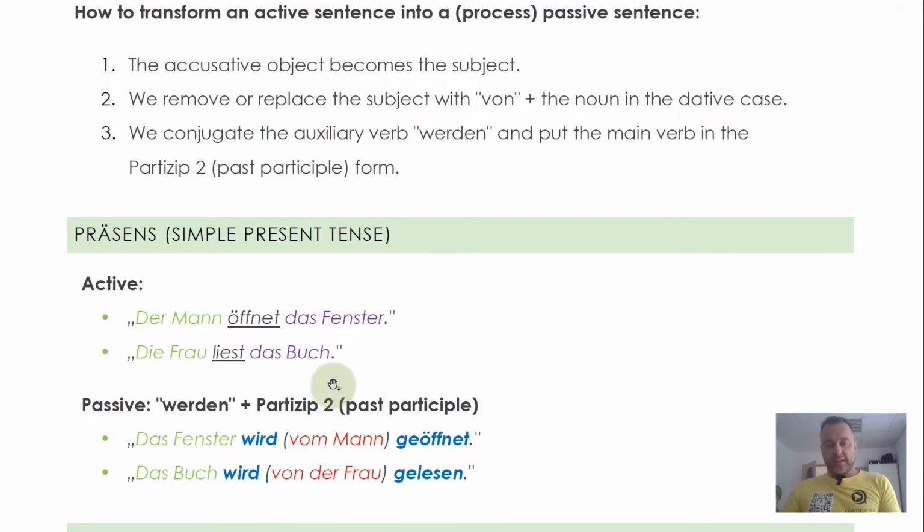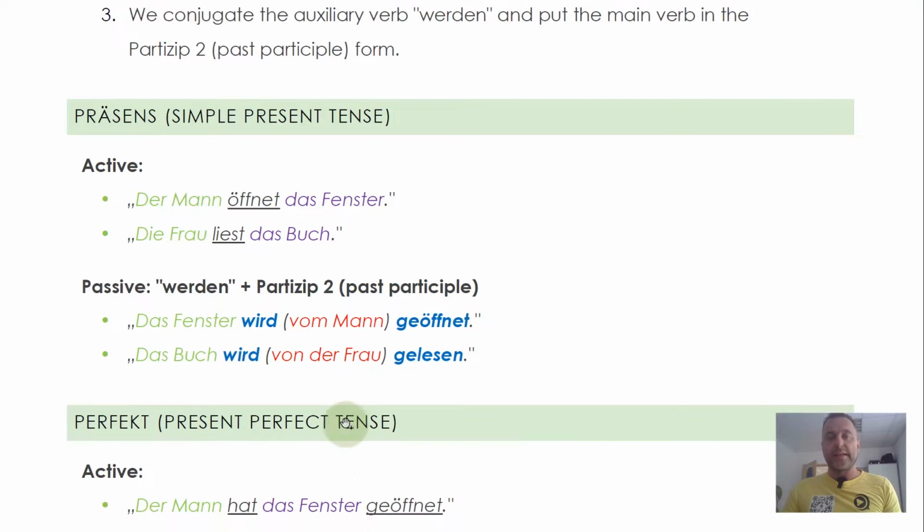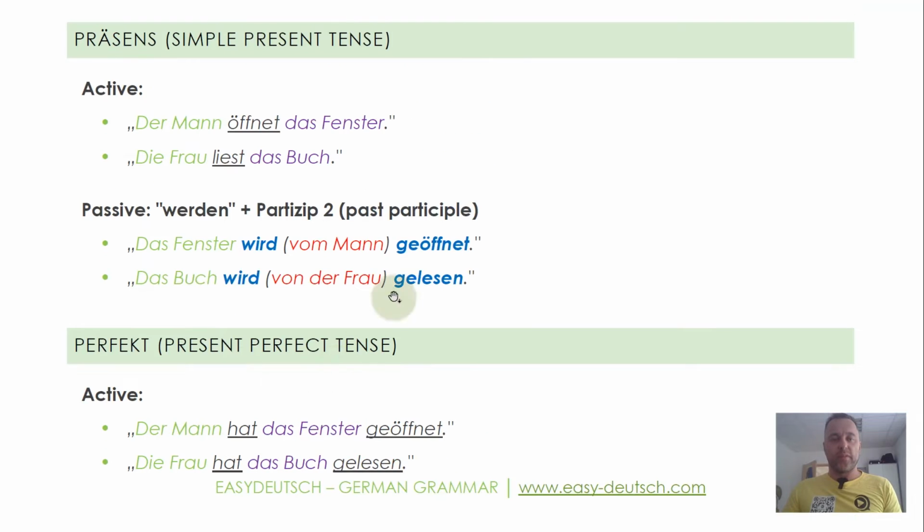We take the accusative object because that's what we're using to perform the action. Das Buch wird von der Frau gelesen. So the book is being read by the woman. Who is reading the book is not so important here. If we want to put it in there, we do it, but it's not really necessary to do so. And in the other tenses, we follow the same structure.